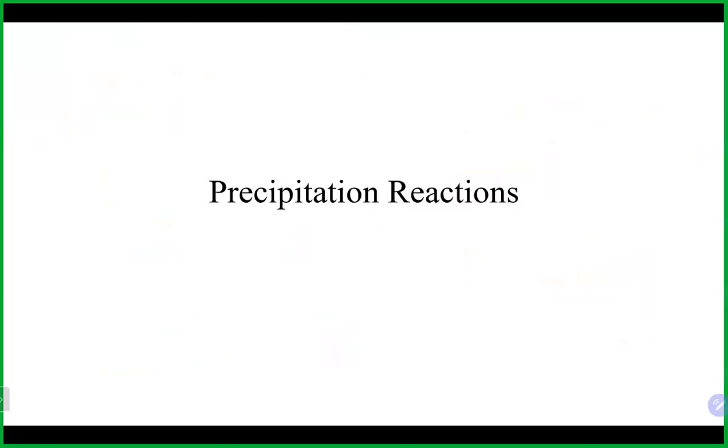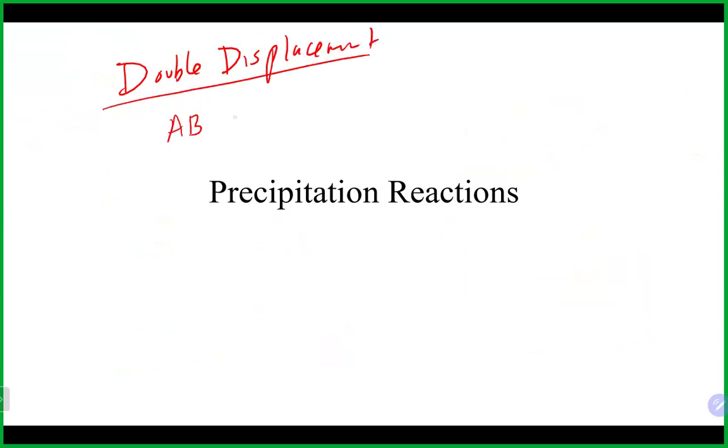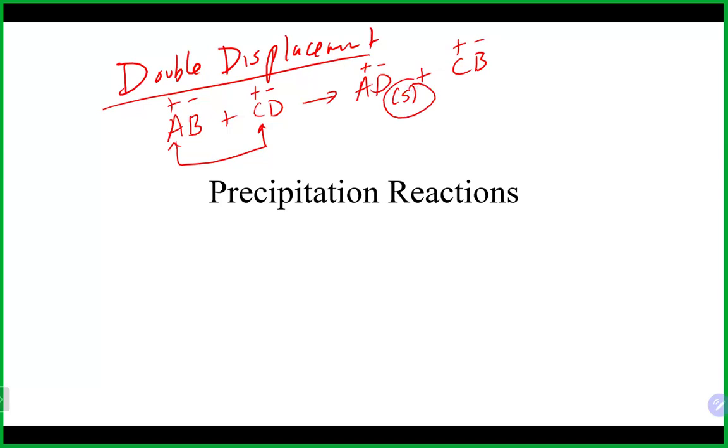All right, so let's talk about precipitation reactions. And again, precipitation reactions do fall under the umbrella of double displacement. Double displacement, as I mentioned, is the big category of reactions where we have ionic compounds that switch partners and make new ionic compounds on the other side. In a precipitation reaction, one of these products is going to be a solid, which is known as a precipitate. So a precipitation reaction is a more specific classification of a double displacement reaction.